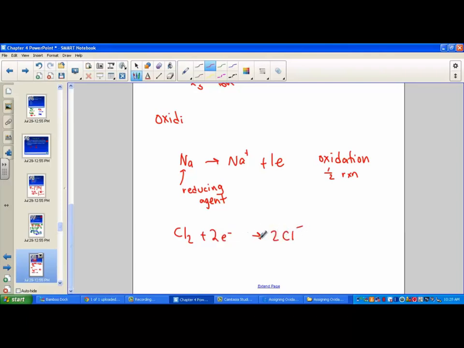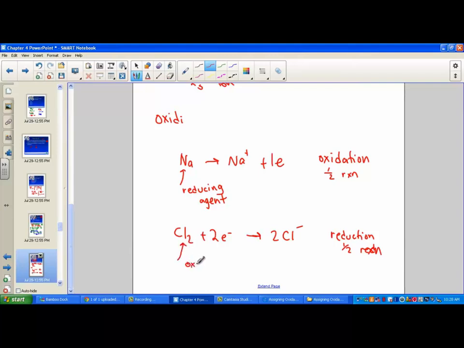Notice the charge on both sides of our arrow are the same. They don't have to be a 0, but they have to be the same. -2 is the charge on the left, and -2 is the net charge on the right. This was called a reduction half reaction. The gain of electrons is called reduction.